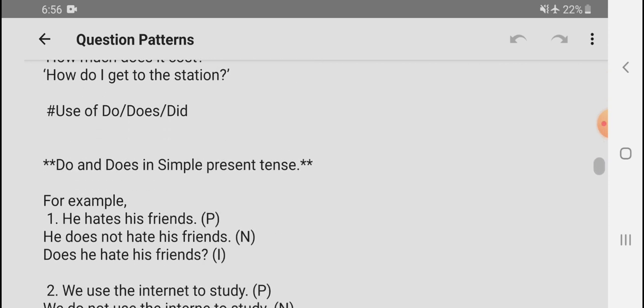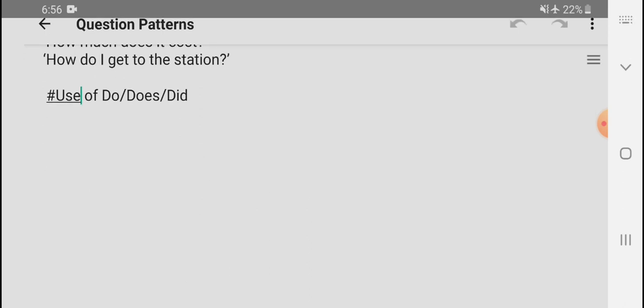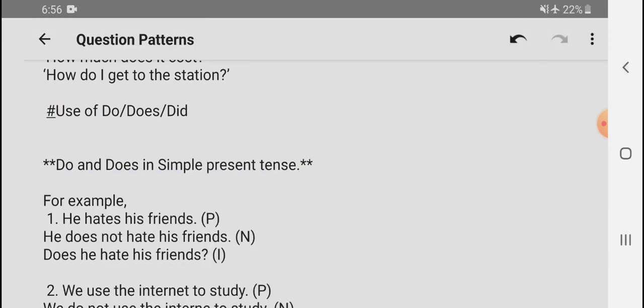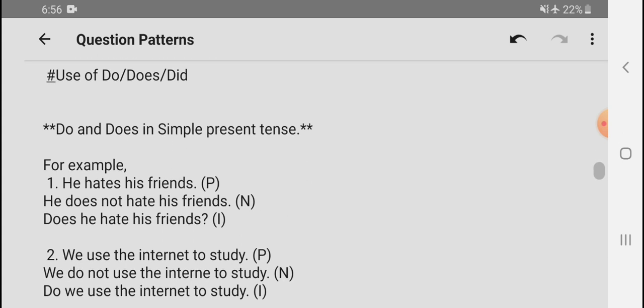Let's now quickly look at do, does and did का जो इस्तेमाल है. Let's take a look at that. Do and does are used in simple present tense. If you have a sentence in simple present tense, that means subject, verb 1, object.